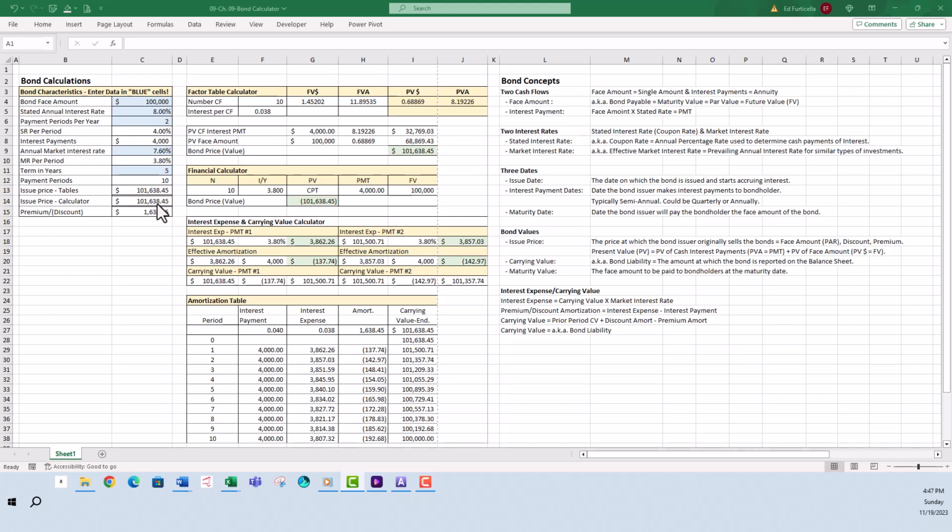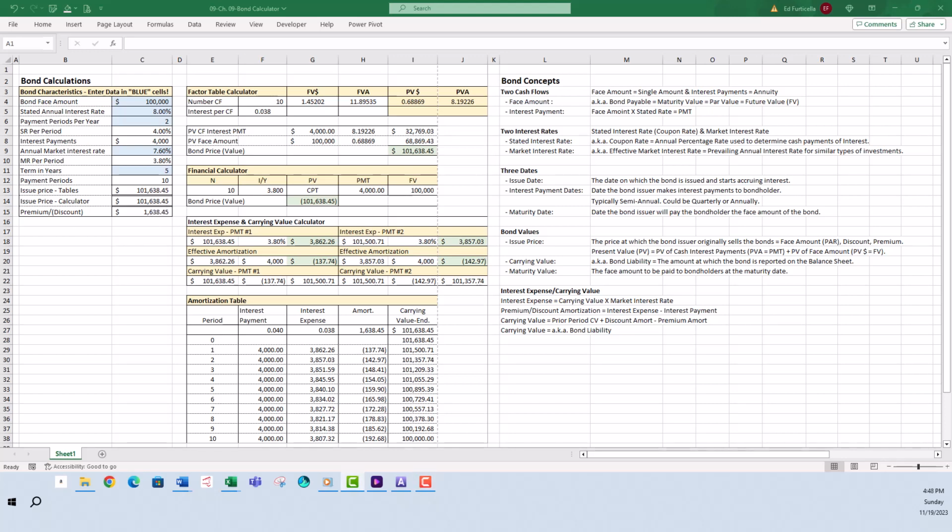When the bond matures, we will return $100,000 to bondholders. As a result, the true cost of borrowing for our company is 7.6% and not 8%. $101,638.45 is also the carrying value at the time we issued the bond, and will be the amount that is in the company's general ledger, as well as the amount presented on the balance sheet.